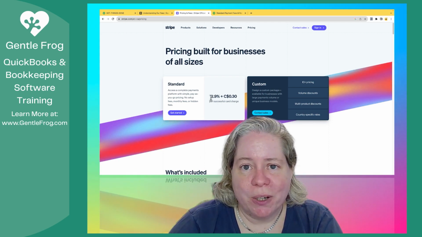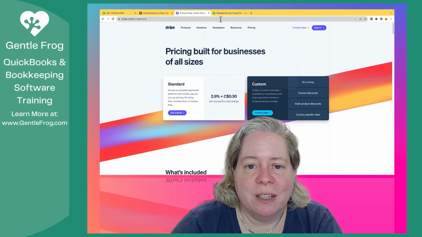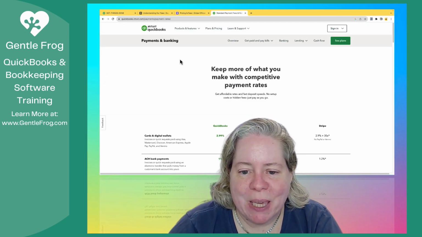Stripe is going to be 2.9% plus 30 cents per charge. Fantastic. Moving on to QuickBooks Payments.